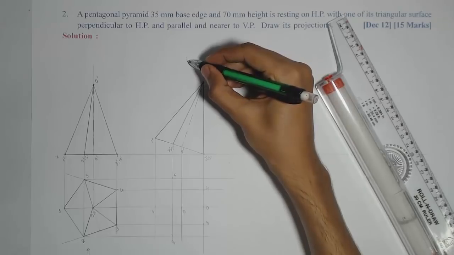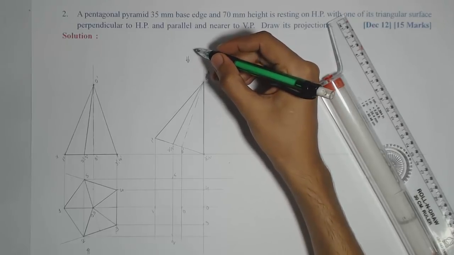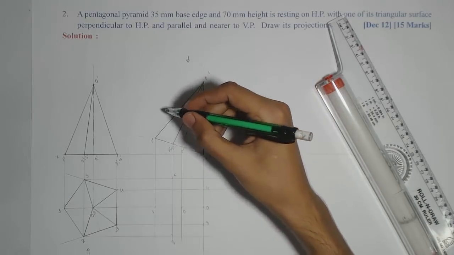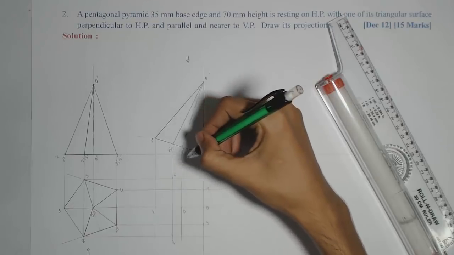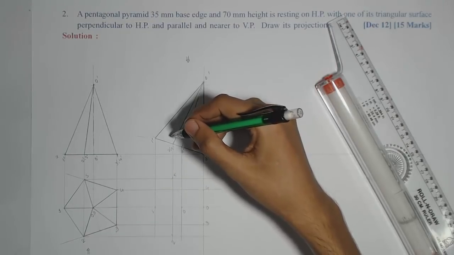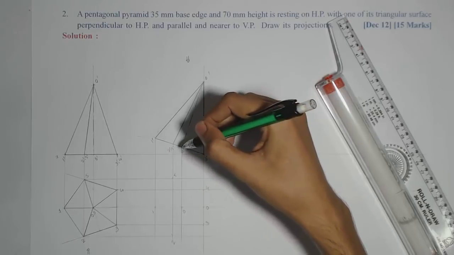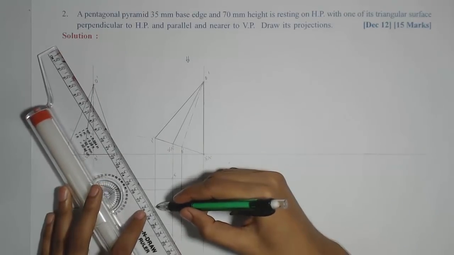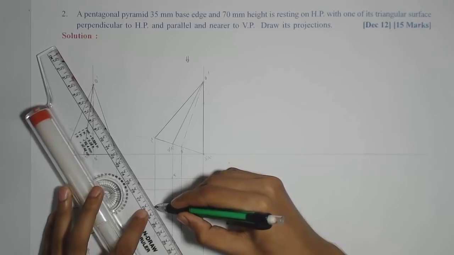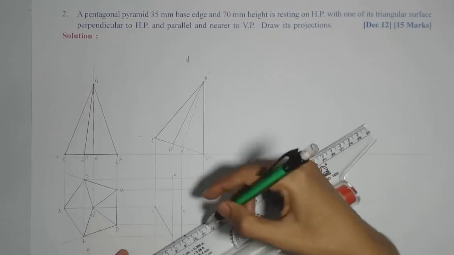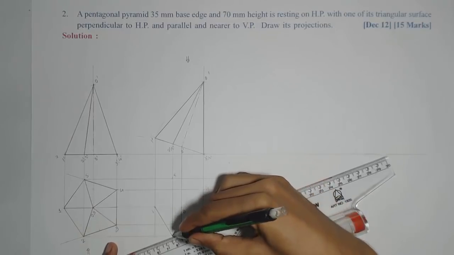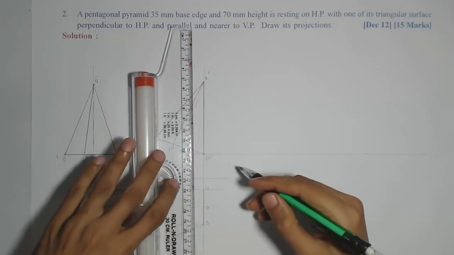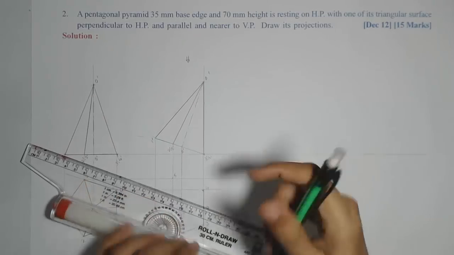Now for visibility, I need to first show the direction of the observer. Now for the observer, the portion above this line will be visible. So the entire base, which is 1, 2, 3, 4, 5, is not visible to the observer, but if any edges are lying on the boundary, then they should be dark. So I'll see which of the 5 edges of the base are lying on the boundary. So 1, 2 is obviously lying on the boundary, so I'll make it dark. Then 2, 3 is also dark. And 3, 4 is also lying on the boundary. Then 4 to 5 is also lying on the boundary.